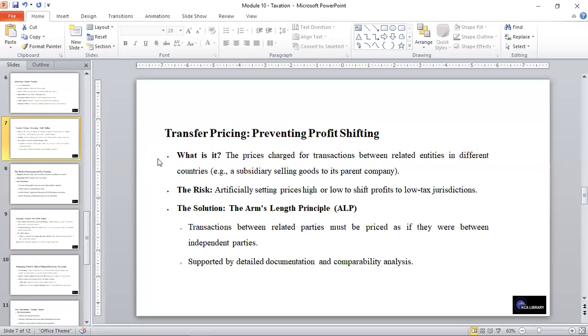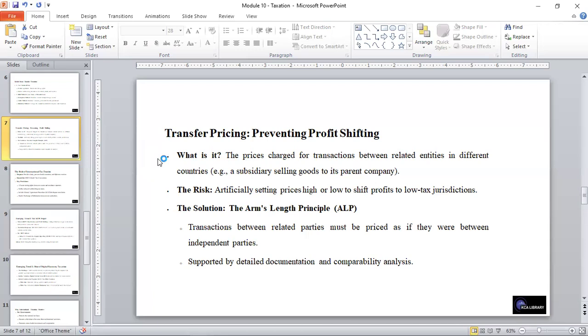And this is transfer pricing, the price charged for transactions between related entities in different countries. An example of this is a subsidiary selling goods to its parent company. The risk of this is artificially setting prices high or low to shift profit to low-tax jurisdictions.